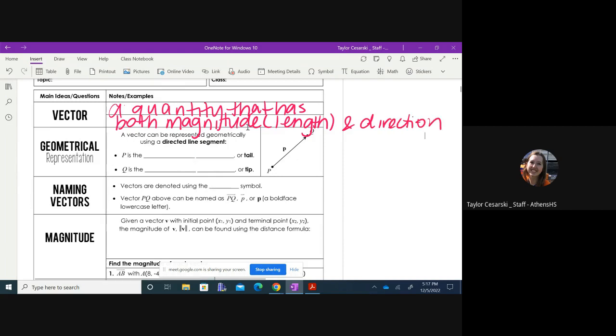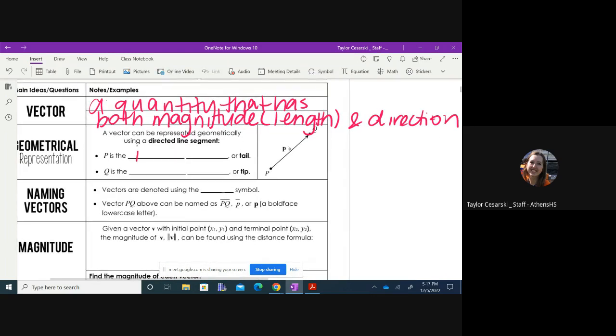So you can see here, we see this directed line segment PQ. P is the initial point, or the tail. Q is the terminal point, or the tip. Vectors are denoted with that arrow symbol over the top.